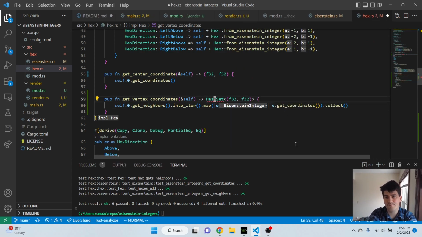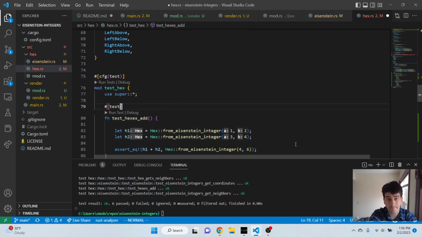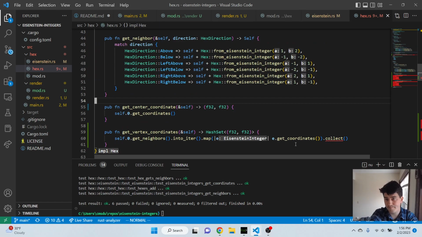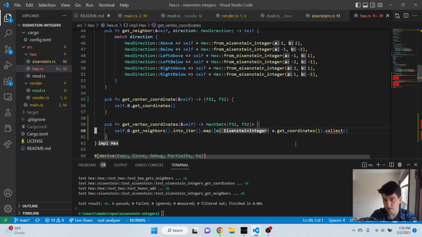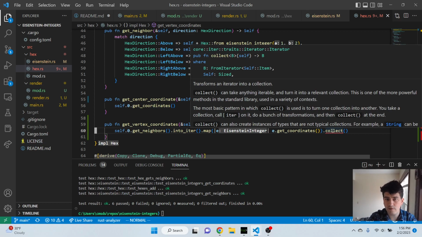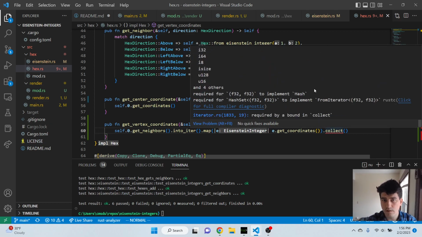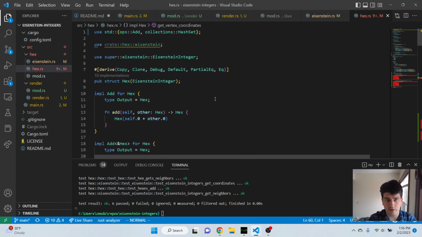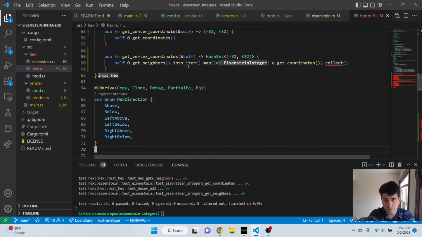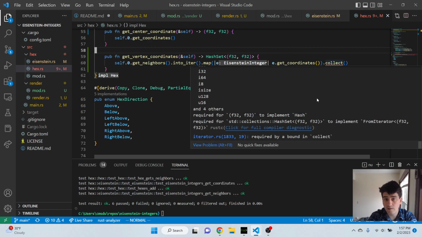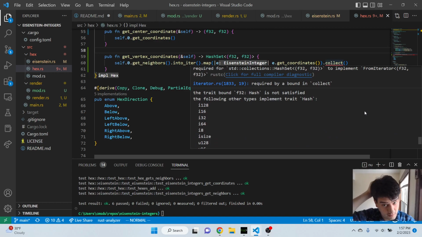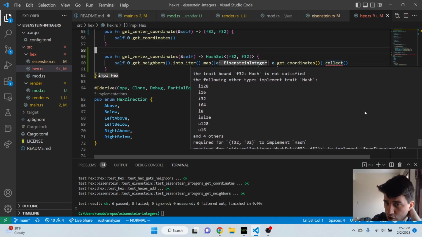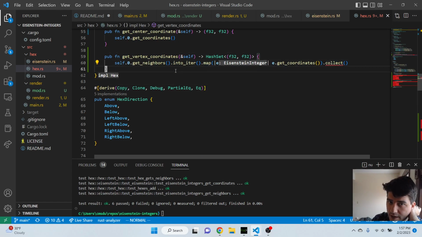And what's the problem? And do we really not, we can't infer this? Oh. Sure. And if we want to put this in a hash set, it has to be hash, which is fine. And what's going on? f32 doesn't satisfy hash. That's fair.